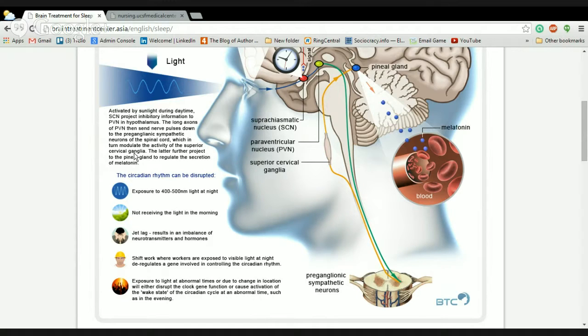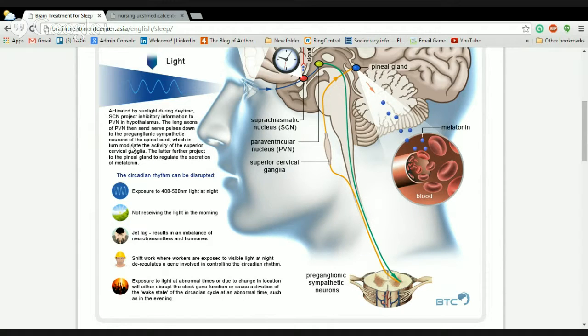So yeah, that's the neck, right? The cervical ganglia. So yeah, up here, I guess, kind of around where your jaw is, which might be pretty interesting from a TMJ point of view. Our friend Dr. Dave Shirazi might have some information on that, as a matter of a yes or a no. So modulate the activity of the superior cervical ganglia. The latter further project to the pineal gland to regulate the secretion of melatonin.